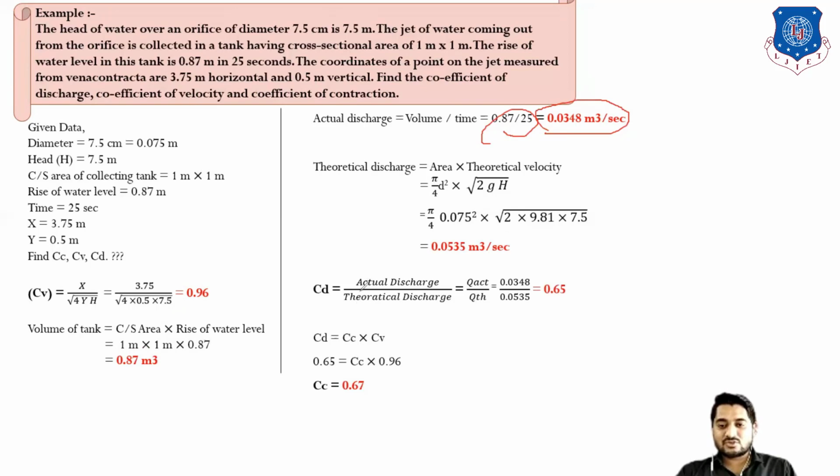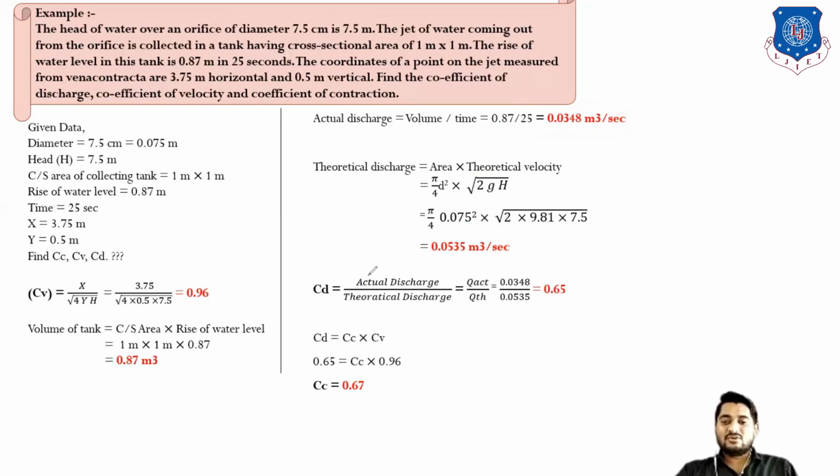So in the equation of CD, actual discharge is available now. Now theoretical discharge. So the theoretical equation is Q is equal to area into theoretical velocity. For area, the orifice meter diameter is given, so pi by 4 d square into theoretical velocity, you have to remember, under root 2g h. So pi by 4 diameter value 0.075, 2g is 9.81, h is given 7.5 meter. So theoretical discharge is available: 0.0535 meter cube per second.